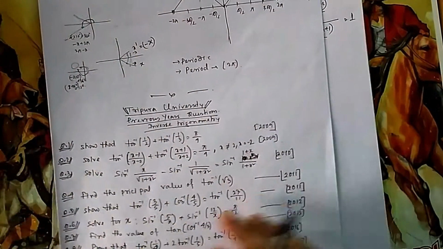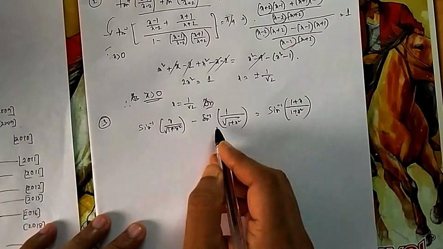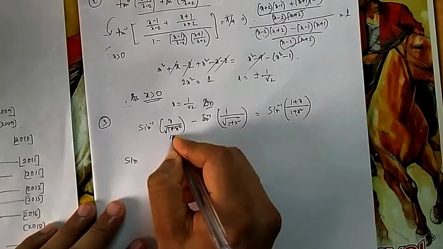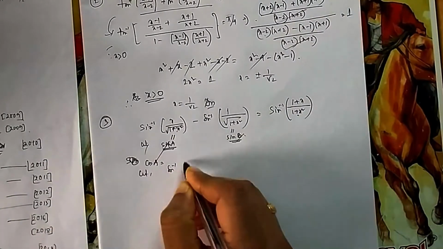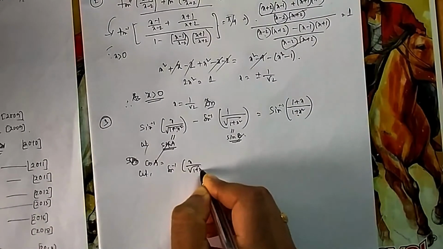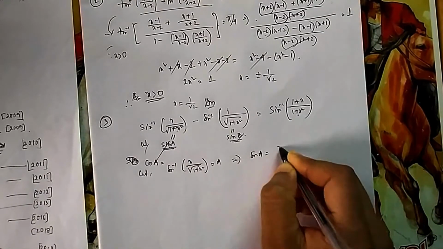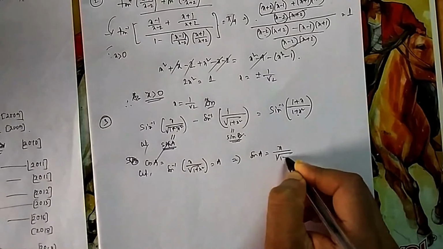Now if you come to the third one, again what is the formula? Sin A minus B, so sin A cos B minus cos A sin B. Let sin inverse x by under root 1 plus x square is equal to A, which implies sin A is equal to x by under root 1 plus x square.